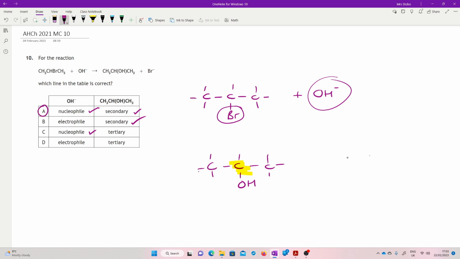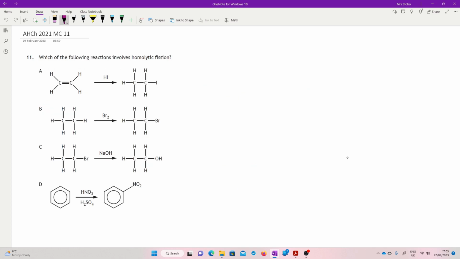That is nucleophilic substitution, because that's what we have with your alkyl halides. So A. Question 11. Which of the following reactions involves homolytic fission? There is an easy way for this one to work for you, which is if you recognise straight off that homolytic fission is part of your free radical production. It's pretty much the only thing you've got anything to do with it.